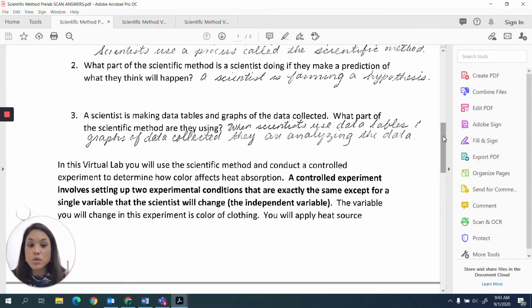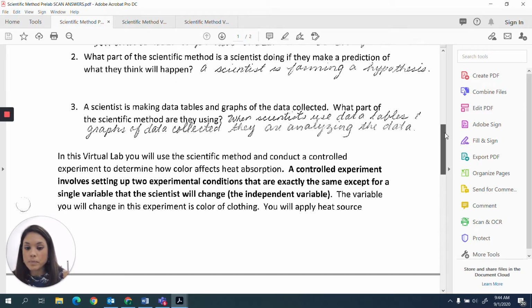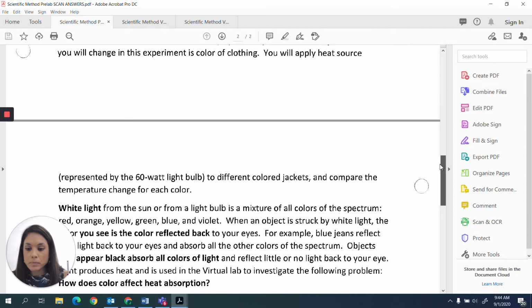Okay, check your answers and see how close you are to my answers. Make changes if needed. And know I'm going to ask you questions like this on the test. So make sure you understand all the different parts of the scientific method, know how to apply them, and what order they go in. Okay, so let's keep going.